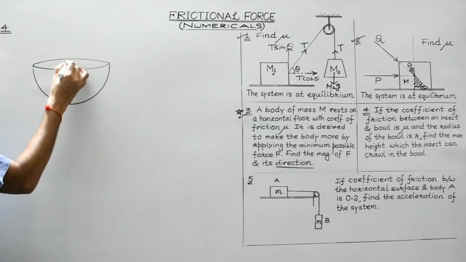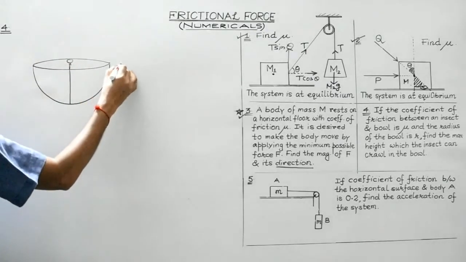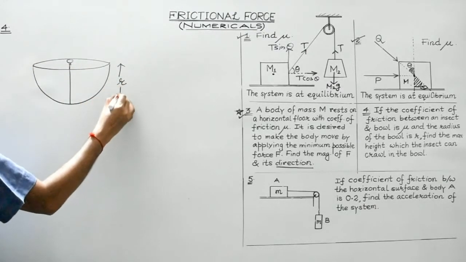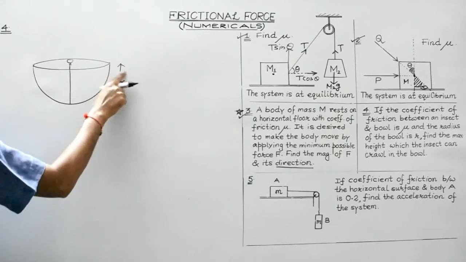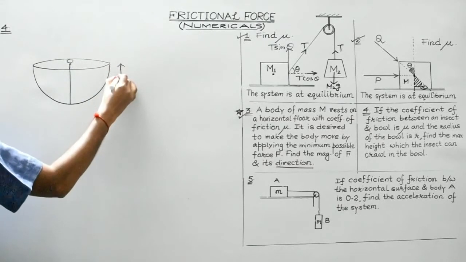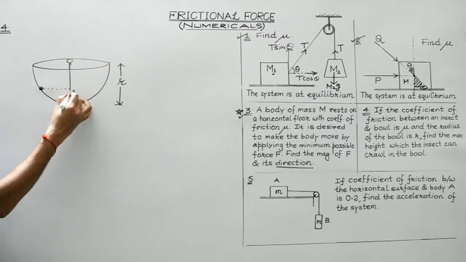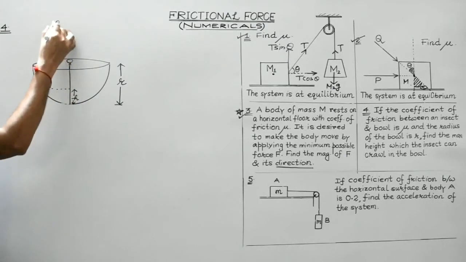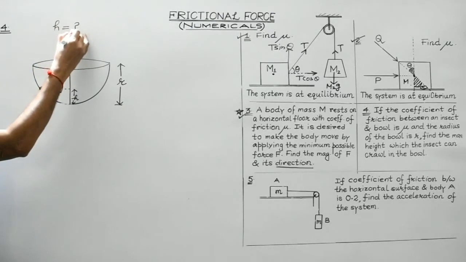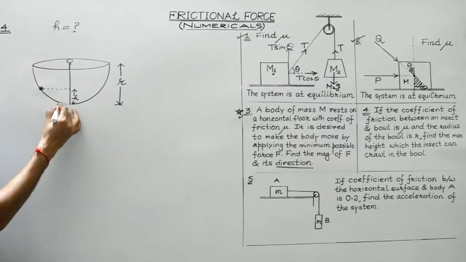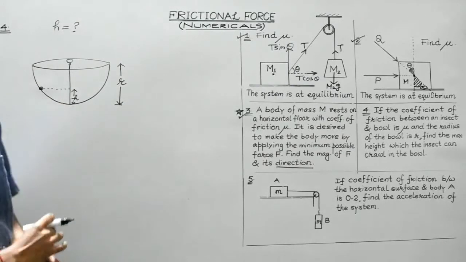This is the center, and its radius is r. It's given in the question. Its radius is small, so the answer is to be expressed in terms of r only. Right? And suppose the insect can crawl up to a maximum distance over here. So it has gained height h. Our objective is to find the expression for this height which the insect can crawl up to inside the bowl.